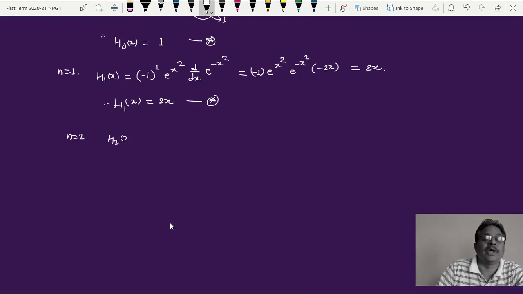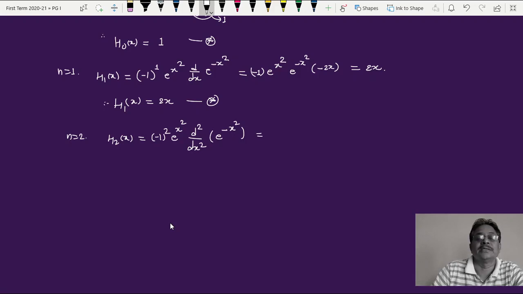Similarly calculate h2 of x, now n is equal to 2. h2 of x is equal to minus 1 raised to 2 into e raised to x square, d square upon dx square of e raised to minus x square. Minus 1 raised to 2 is 1, no need to write this here. So e raised to x square, I can write this as d by dx of, again in the bracket, d by dx of e raised to minus x square.